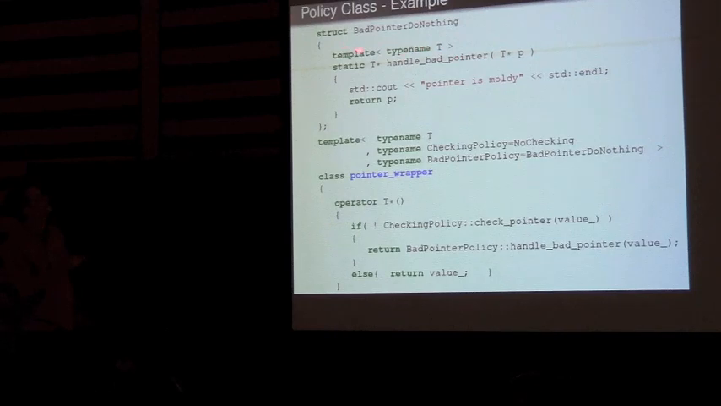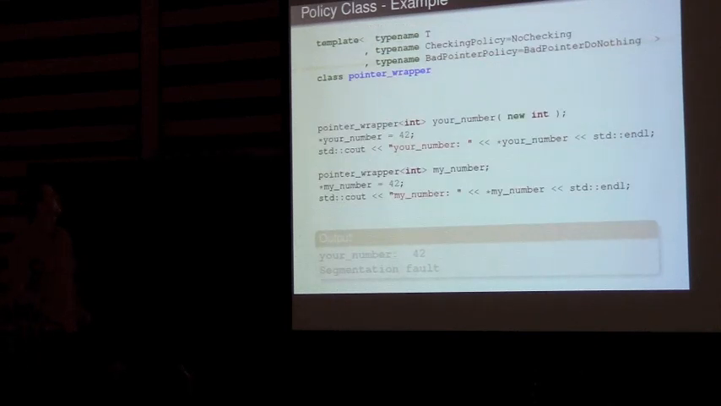All right, let's look at bad pointer. Bad pointer, do nothing. Handle the bad pointer. What is it going to do? It's going to print out that my pointer is moldy, and then it's going to return my pointer, unmodified. So if I get here, check pointer, and indeed it comes back, it's null, because I was using my policy that allowed it to check, and I do bad pointer policy, handle bad pointer, and I pass it in, then I should get pointer is moldy and return something like null.